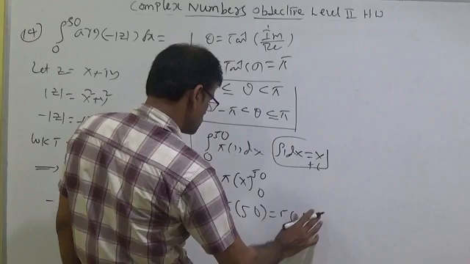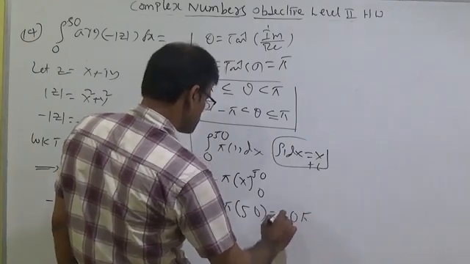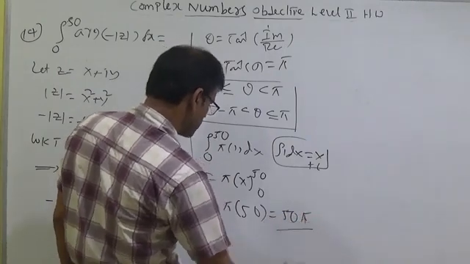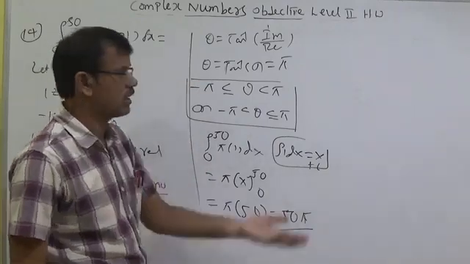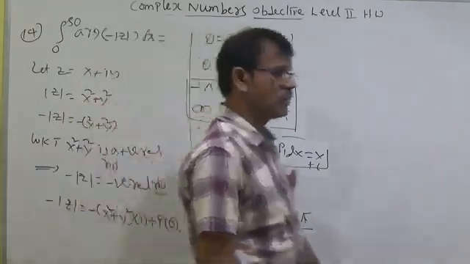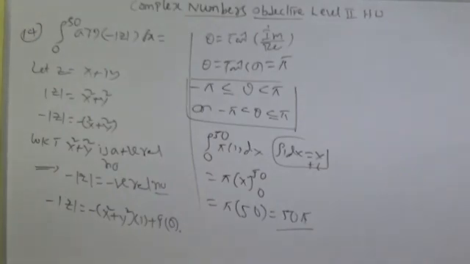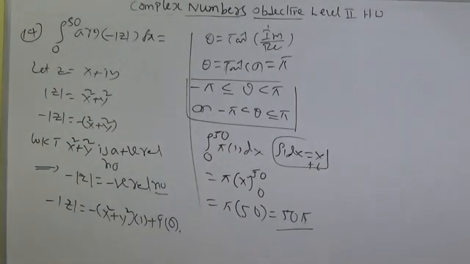Of course you can take minus pi also, but according to the option, it is correct. If you take minus pi, the answer may be minus 50 pi, but he has given only the positive value. Now the 14th question is completed. Let us discuss the 15th question.